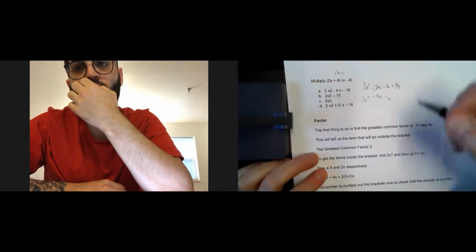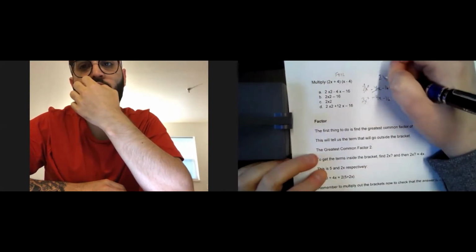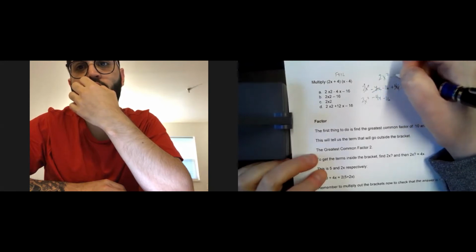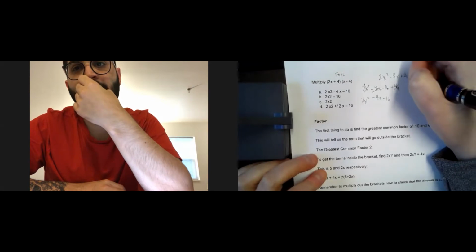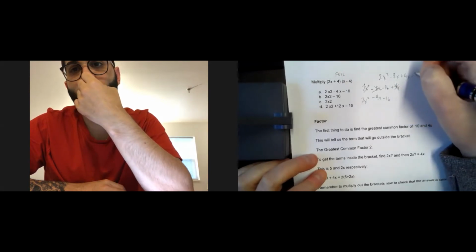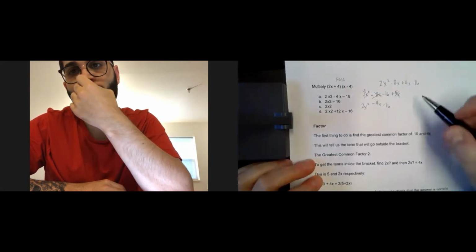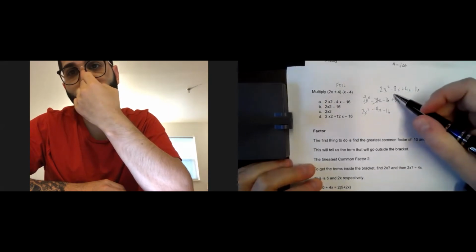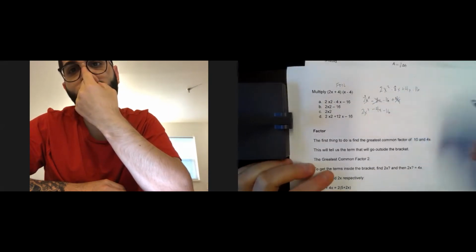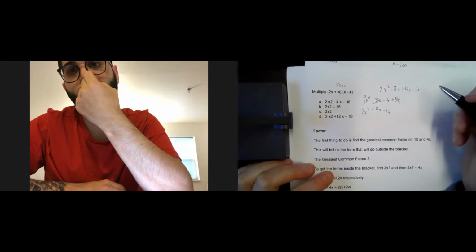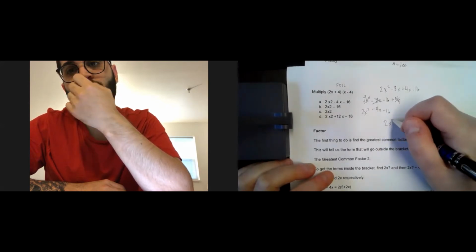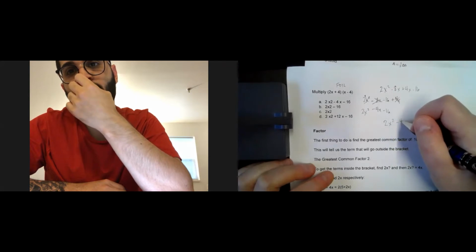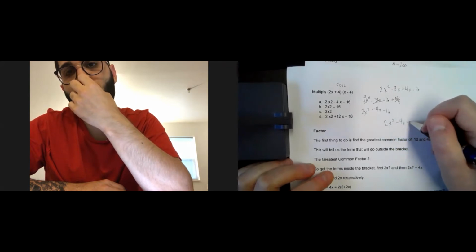And so since we had 2x squared minus 8x plus 4x minus 16, we just needed to simplify these two. So negative 8x plus 4x is negative 4x. So 2x squared minus 4x minus 16.